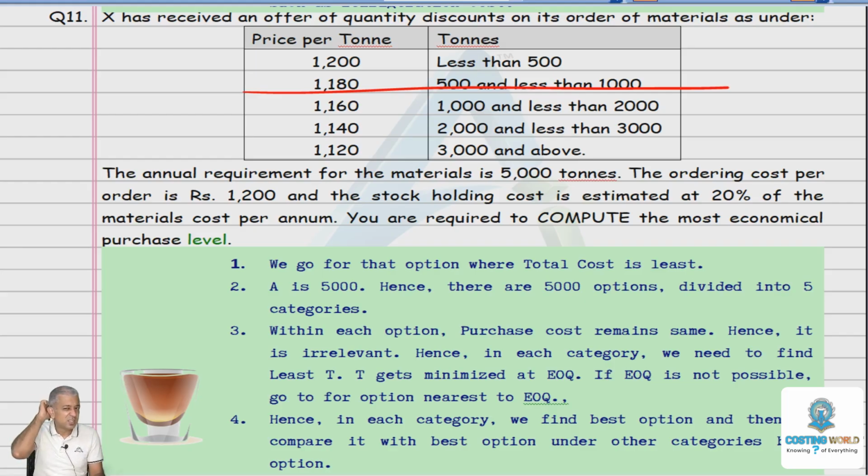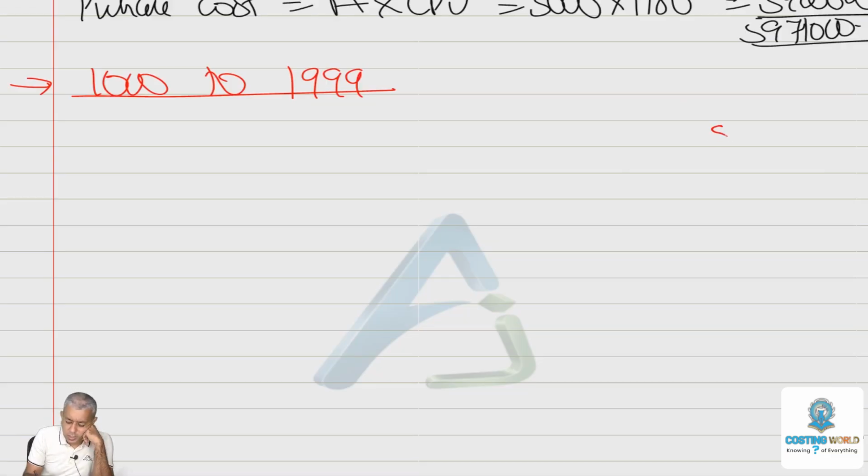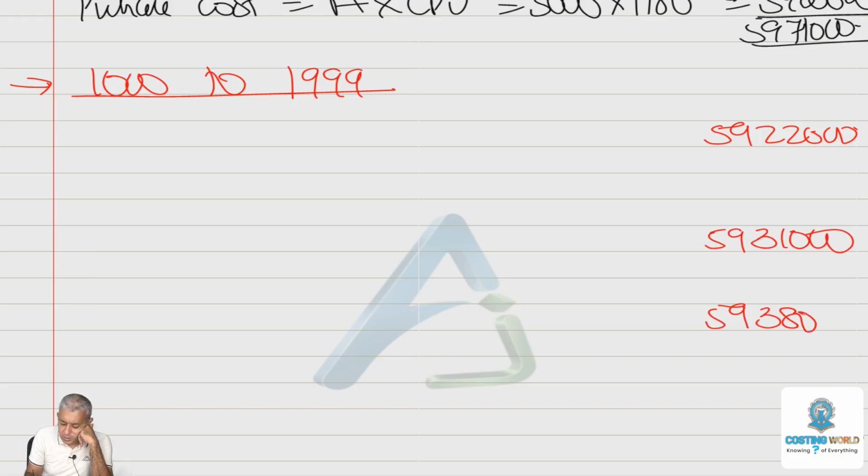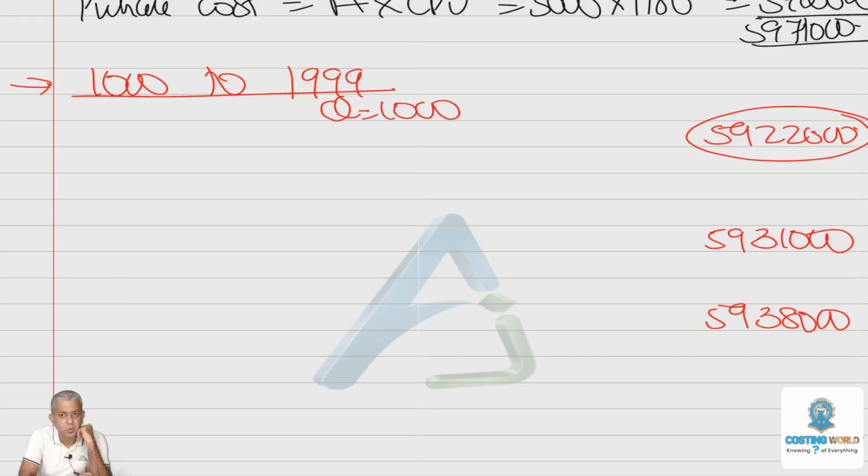Is it done? Yes, sir. The costs are 59,22,000, then 59 lakh 31,000 and 59 lakh 38,000. Can I say this is the cheapest one? And over here the quantity that you were ordering is 1000 tons. We are writing the conclusion in reference to that only.